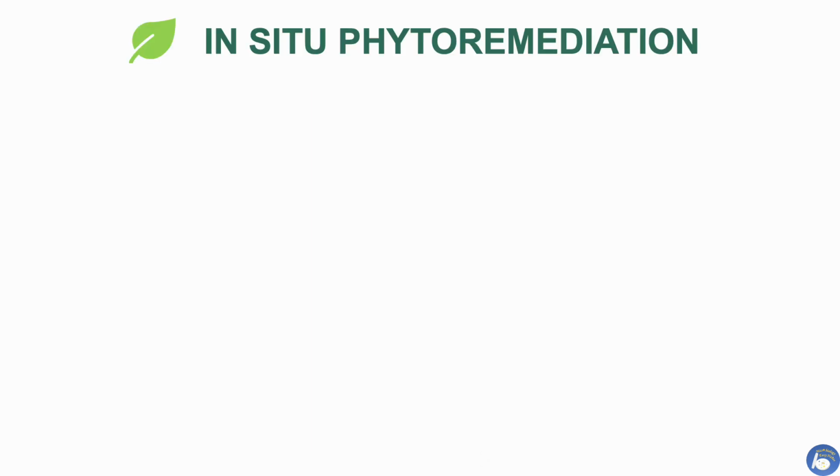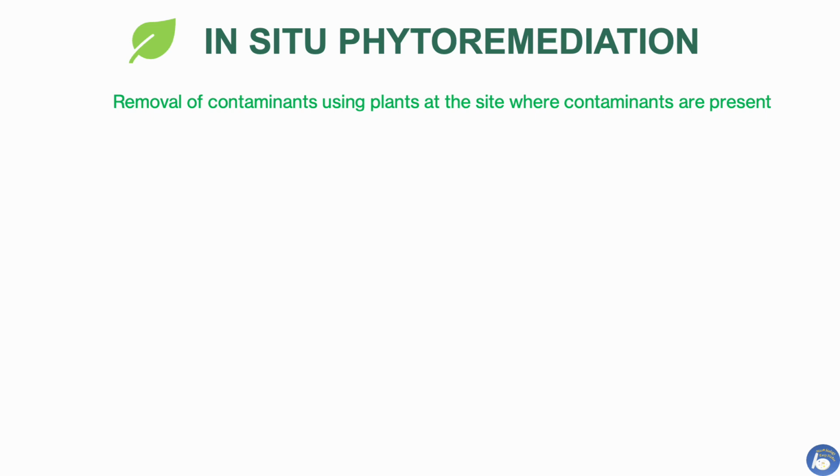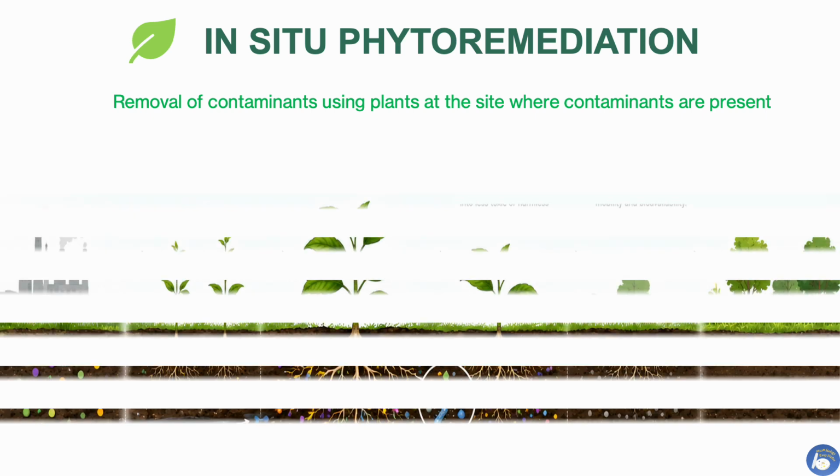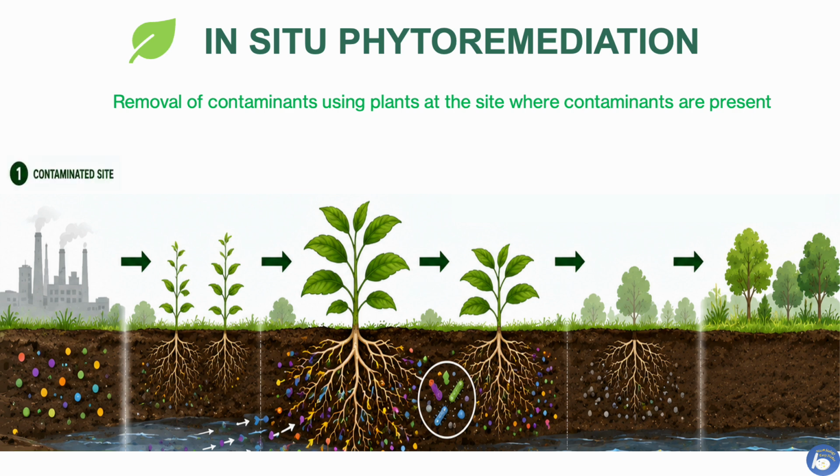How can phytoremediation be implemented? There are two ways. The first way is in situ, or on-site, phytoremediation. Plants are grown directly in the area where contamination is present, and this is the preferred method. How is it done? At the site where contamination is present, the right plants are selected and planted. As the plants grow, they absorb contaminants.